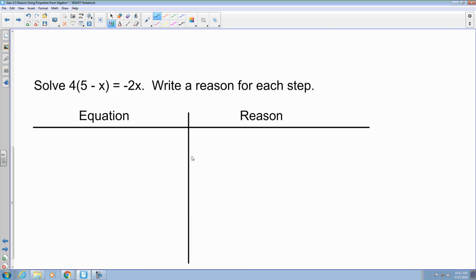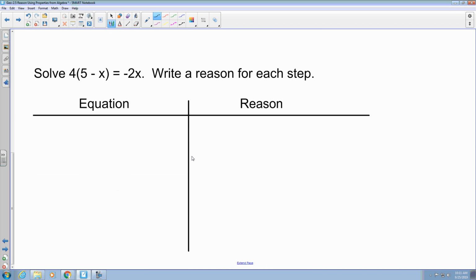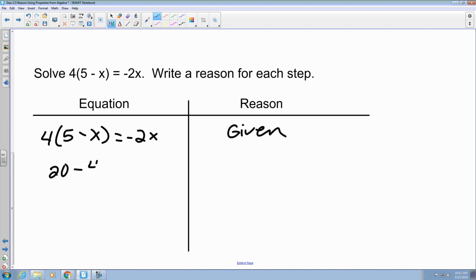If we look at this next example, we have 4 times the quantity of 5 minus x, which is equal to -2x. So again, rewrite the equation, and that is given to us. So now we are going to distribute here. So 4 times 5 is 20. 4 times a negative x is minus 4x, and this equals -2x. And the reasoning is the distributive property.